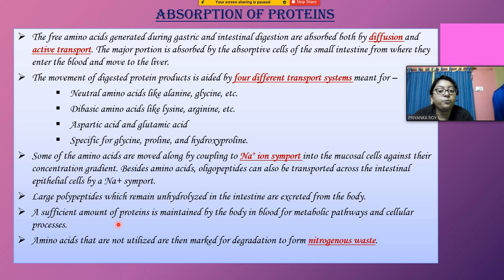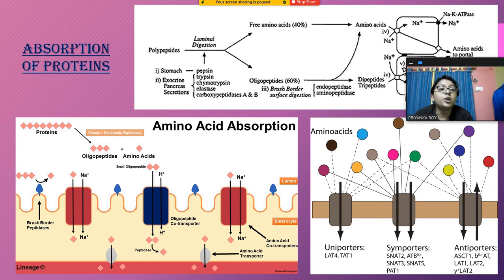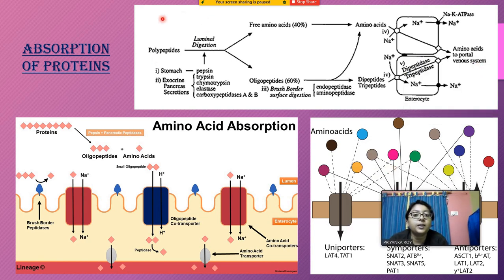A sufficient amount of protein is also maintained in the bloodstream because the body needs to carry out different metabolic pathways and cellular processes. And amino acids that are not utilized are marked for degradation, and they form the nitrogenous waste of the body. Okay. So, absorption of proteins: here you will see that there are polypeptides in the stomach, and by exocrine pancreas secretions, there is luminal digestion by pepsin, trypsin, chymotrypsin. These all are helping here, and then free amino acids are generated 40% and oligopeptides are generated 60%.